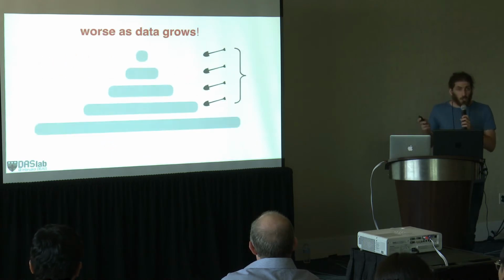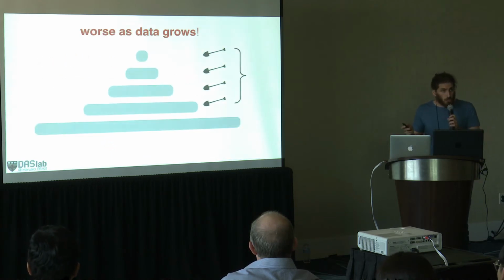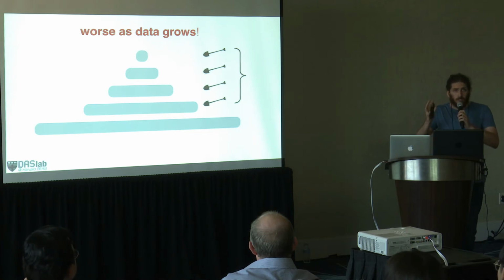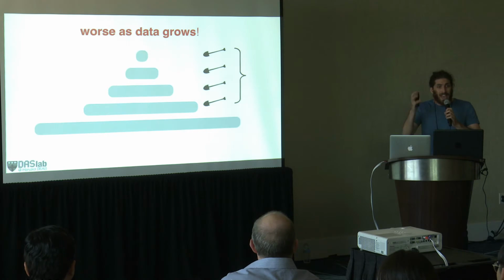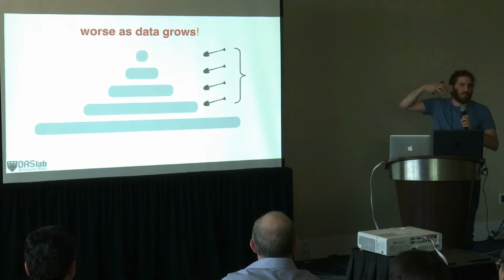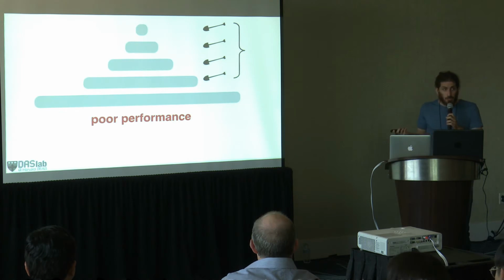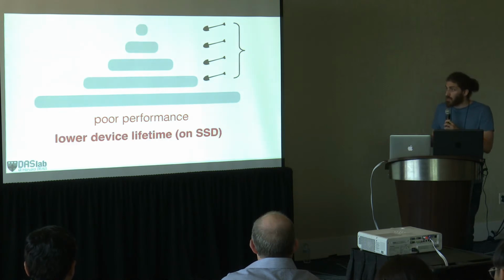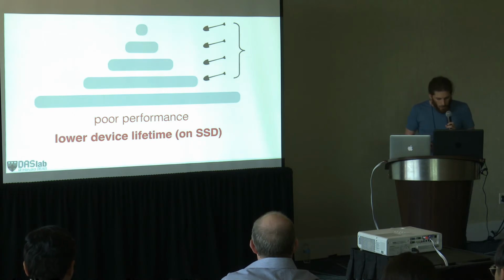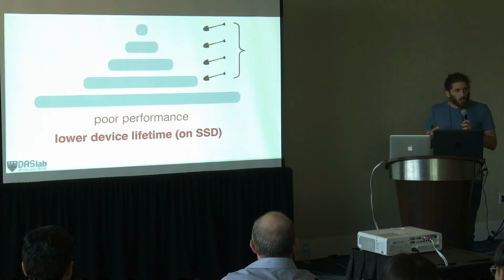Now, this problem actually gets worse as the LSM-Tree grows, because we get more and more of these smaller levels where we're doing the same amount of work, but access to them is increasingly less dominant as the tree grows. So this leads to poor performance, because we're wasting I/O on these merge operations, but it also leads to lower device lifetime if you're using an SSD, because for SSDs, device lifetime is a function of the number of writes that you issue to it.